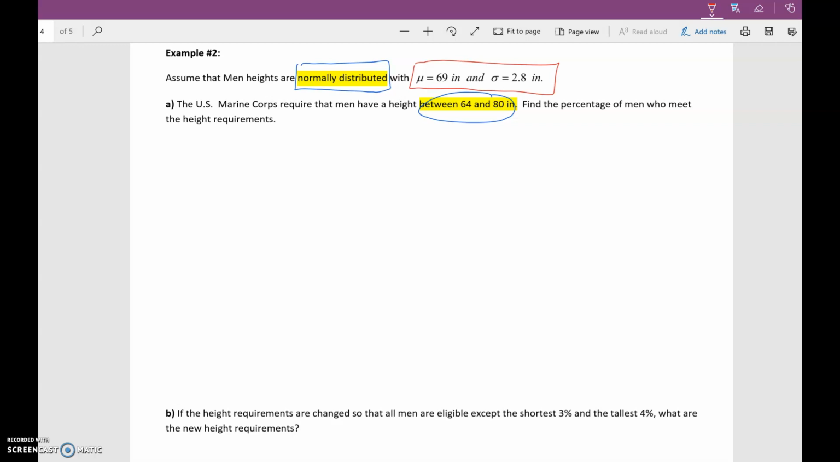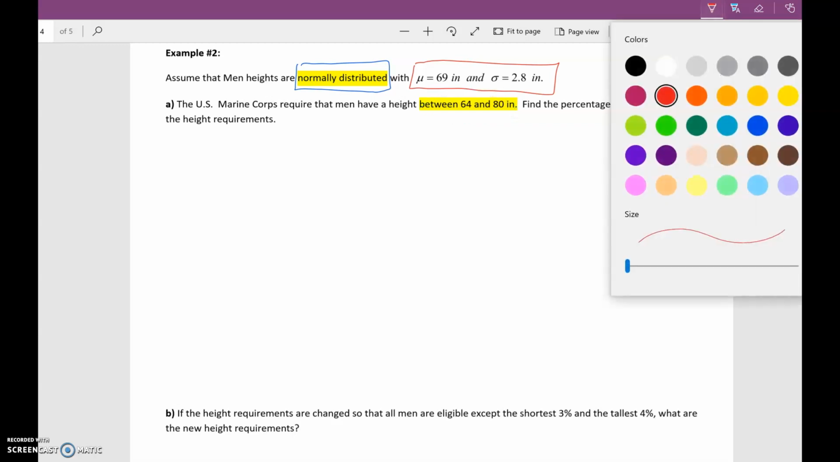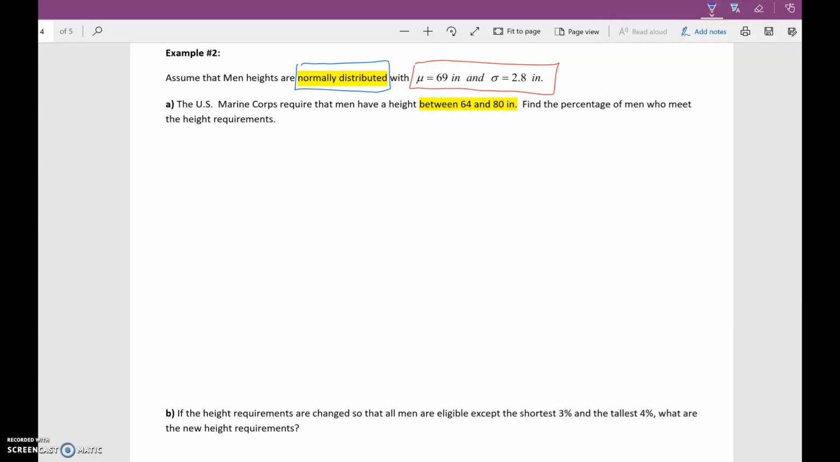So therefore, this one is just normal. It's not standard normal. So all of these values that we have here, the 64 and the 80, are not going to be z-scores. They're going to be x values. So in this case, you could label that one as x1, and that would be your second x value. So they're not actually z-scores yet.